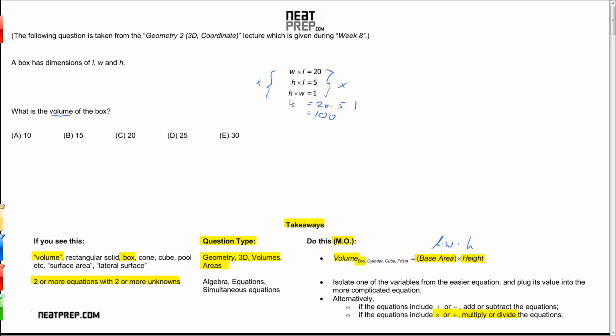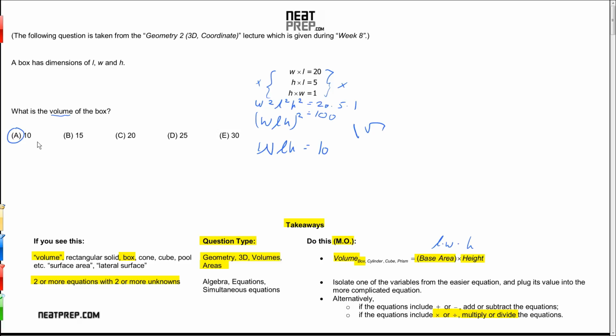W times W is W squared. L times L is L squared. And H times H is H squared. In other words, what I have here is WLH, all of them squared, and we're going to talk about that during the powers and roots lesson. WLH squared equals 100, and if I square root the entire thing, then WLH equals plus or minus 10. But since this is geometry, we're only going to talk about the positive. And the correct answer choice is A.